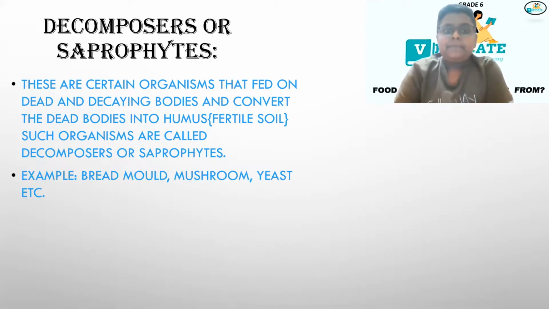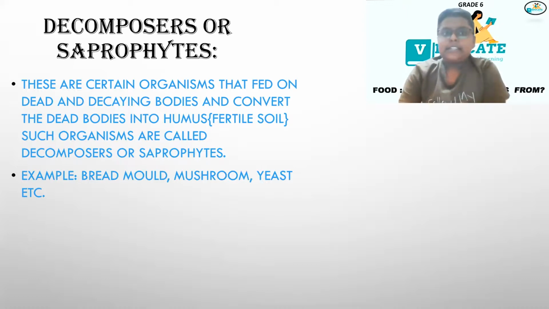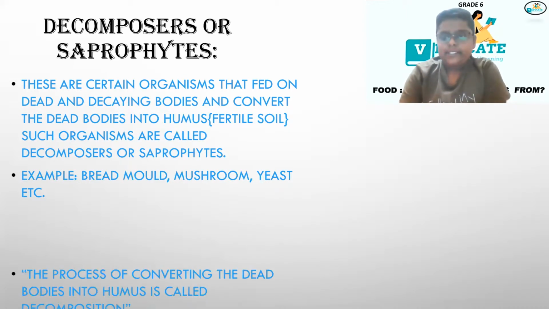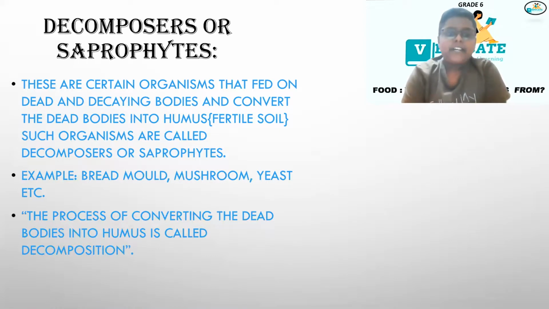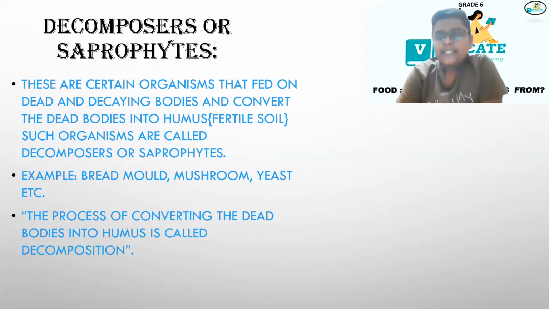Examples: bread mold, mushroom, yeast, etc. These are the organisms called decomposers or saprophytes. The process of converting dead bodies into humus, or fertile soil, is called decomposition.